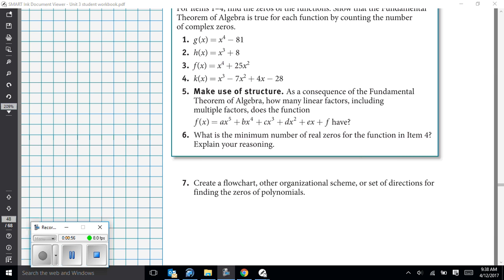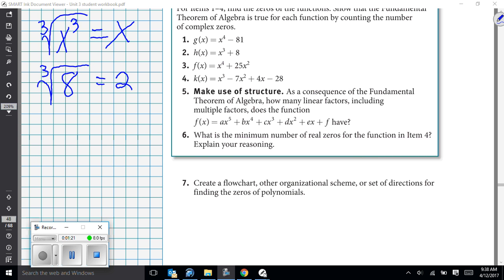Is x cubed, can we cube root that? Yes. What's the cube root of x cubed? X. Can we cube root 8? Yes. All right, so those are both perfect cubes. So we're adding them together. So we're going to use the sum.